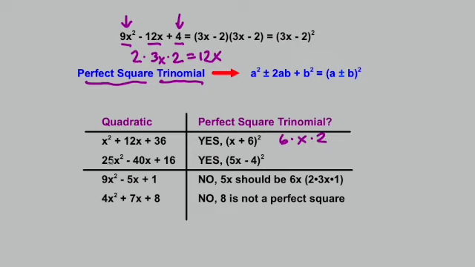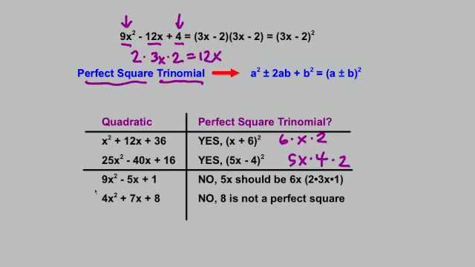On the second one, if we square root 25x squared, we will get 5x. If we square root 16, we will get 4. If we multiply those together, 5x times 4, we get 20x. And then if we double it, we get 40x. And you'll notice we have a minus here, so we should have a minus here.